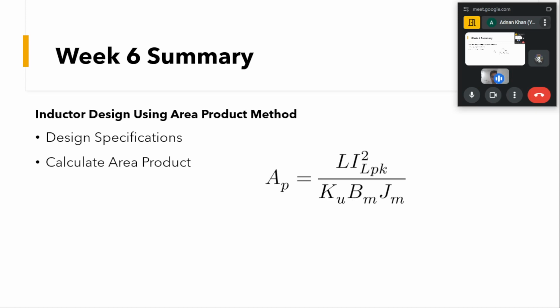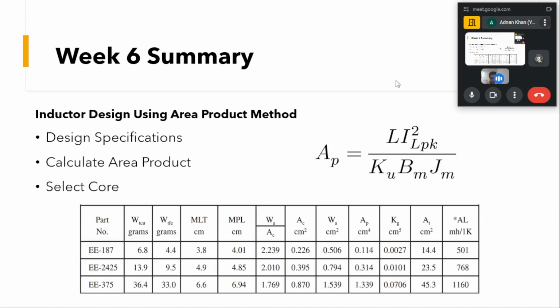we know that will be around 0.4, the window utilization factor. Bm will be having the maximum that I told you, for a particular material there will be some peak, and we want our peak flux density below that, and Jm is the current density, and that is usually around 2 to 5 ampere per mm square. So once we know the area product, we have to select a core.